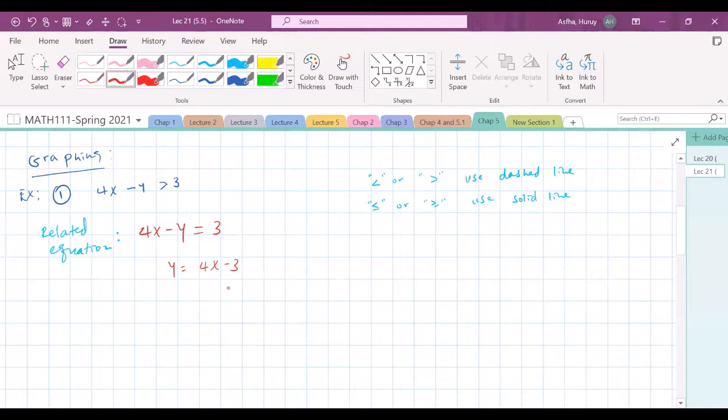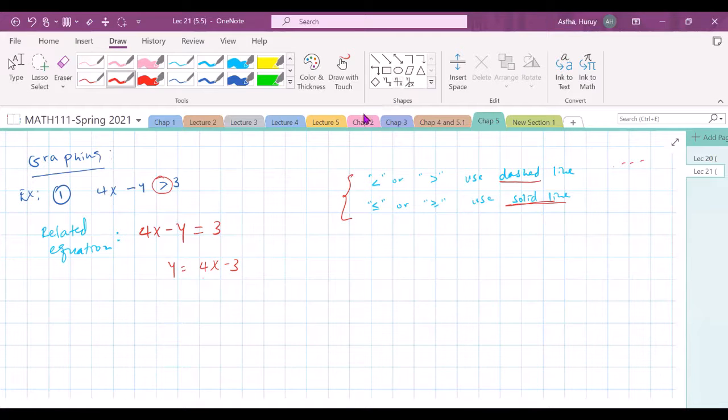And before we graph this equation, we have these two things to note. If the inequality is strict, if it is either less than or greater than, then use a dashed line, which means dot dot dot, something like this. If it is less than or equal to or greater than or equal to, if it is not strict, then we use the solid line. So for this one, as you can see, the inequality is strict. So when I graph this equation, I should use a dashed line.